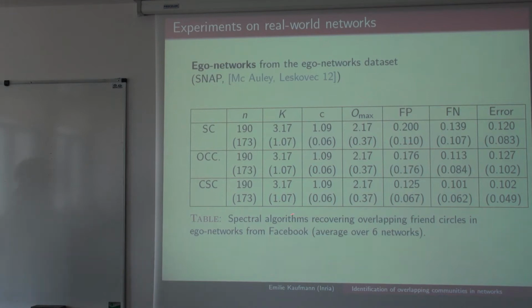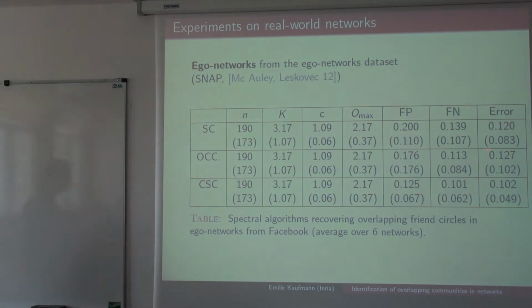So here are the characteristics of the networks: number of nodes, number of communities. C is the average number of communities per node, so it indicates the level of overlap of the network. And we see that on average we have a small overlap on these networks. And here we have the error of the 3 algorithms, as defined before. And I also report the false positives and false negatives, so the number of nodes for which we had 1 in the estimate, whereas it was 0 in the other, and the converse.